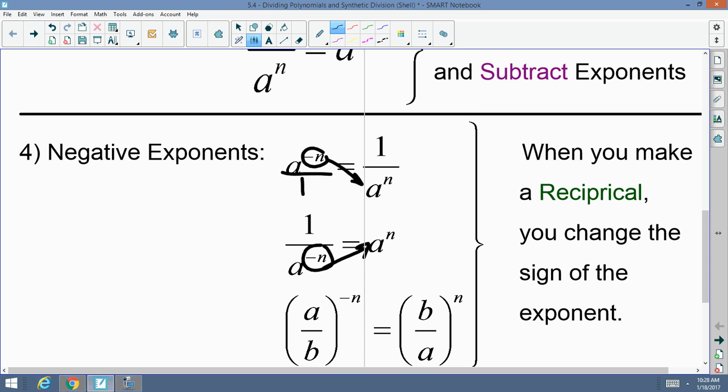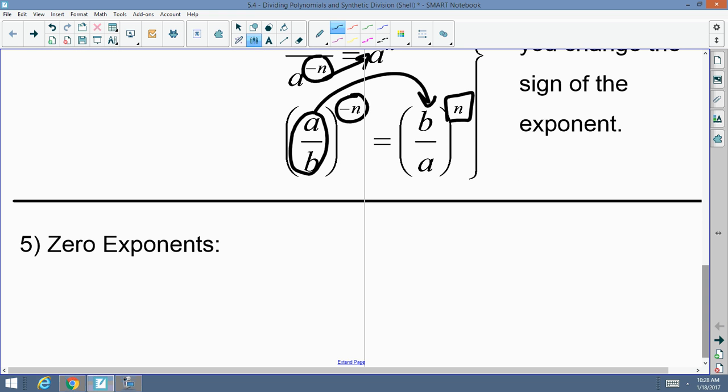Then I have a over b to the negative n. That can equal b over a to the n. If I have a negative exponent affecting polynomials or monomials inside of a parenthesis, I can literally flip what's inside without changing the exponent sign, and you just change the outside sign. That's negative exponents. And last but not least, 0 exponents.